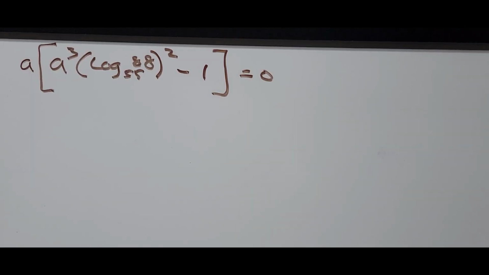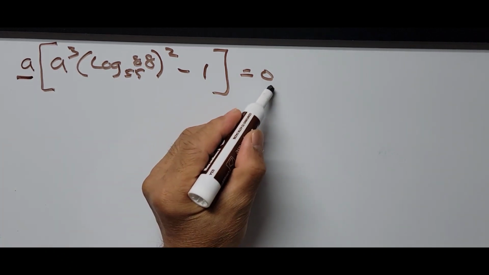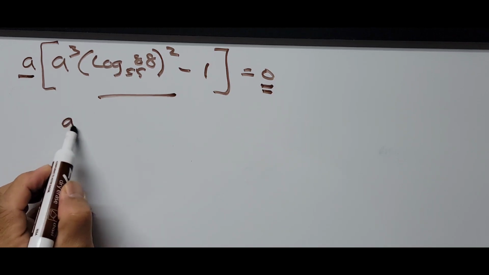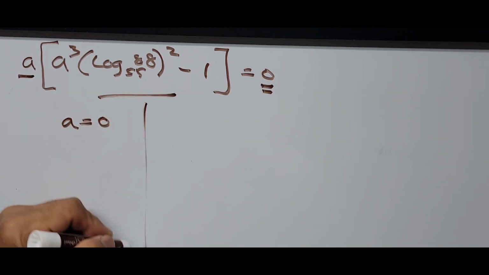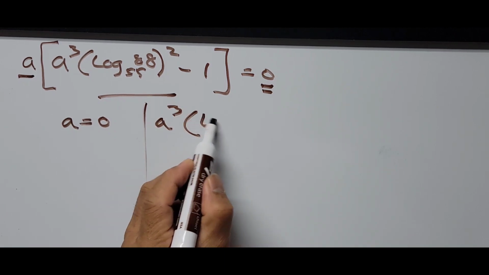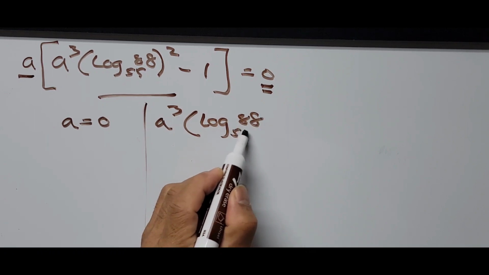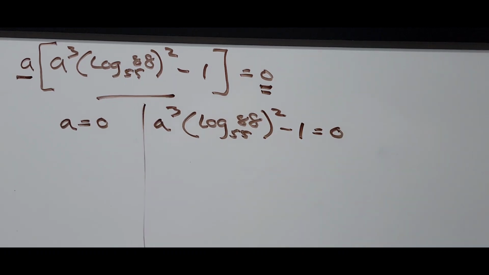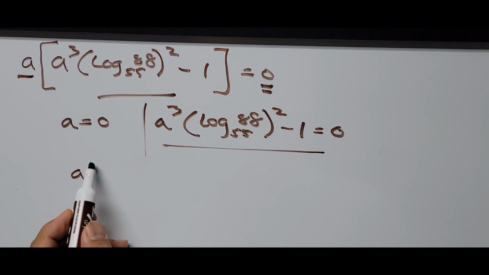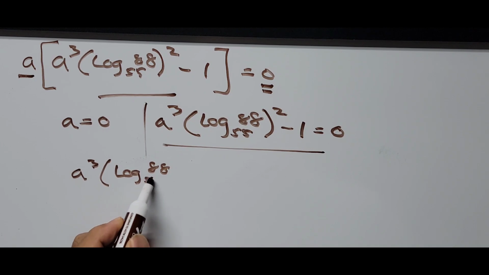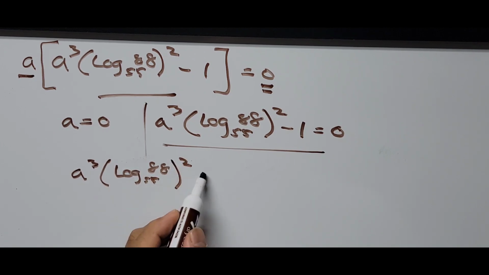We're equating now the factor a to 0, and this one right here equals 0. So that is now a equals 0, and the other side is a cubed times the quantity logarithm of 88 base 55 squared minus 1 equals 0. And simplifying this equation, this is now a cubed times the quantity log of 88 base 55 squared is equal to 1.